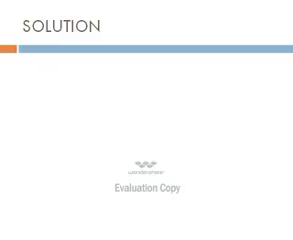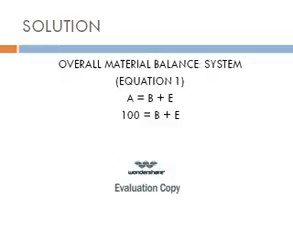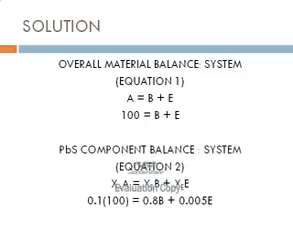To get the percent yield, we will use the formula: percent yield equals the amount of desired material in the concentrate over the amount of desired material in the feed, times 100. The amount of the desired material in the concentrate and feed stream is obtainable by performing overall and component material balances. Performing an overall material balance throughout the system, we will have the expression as shown in equation 1. Obtaining the lead sulfide component balance throughout the system, we will have the expression as shown in equation 2.